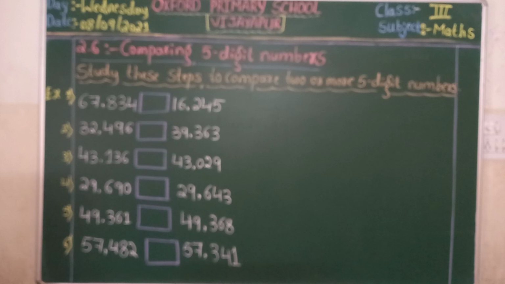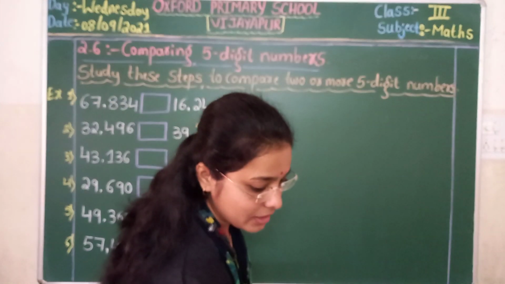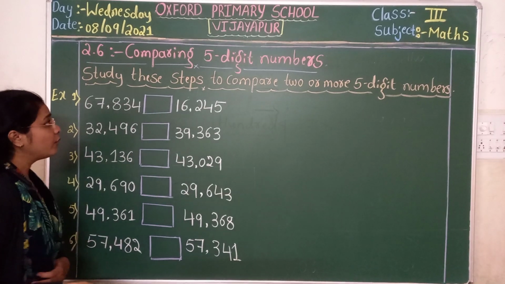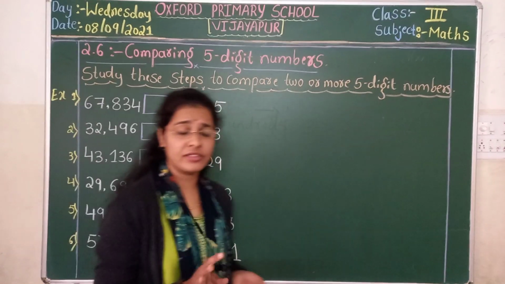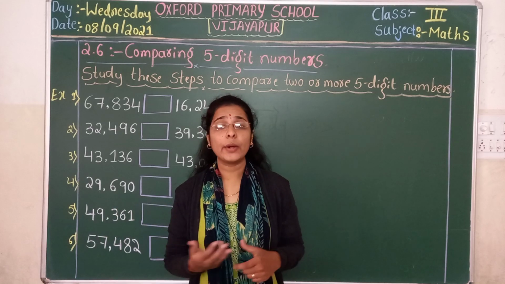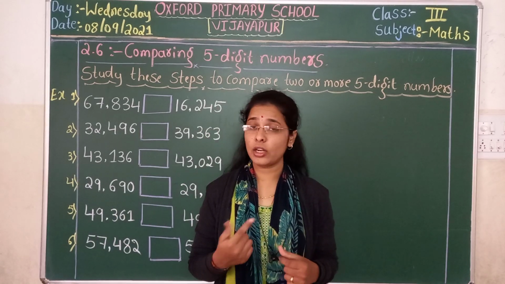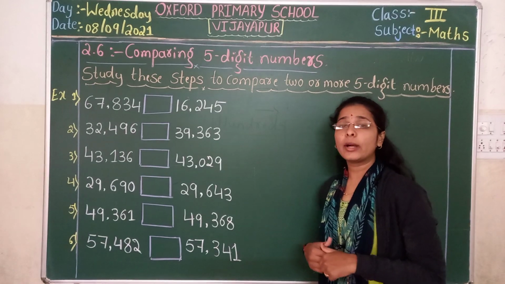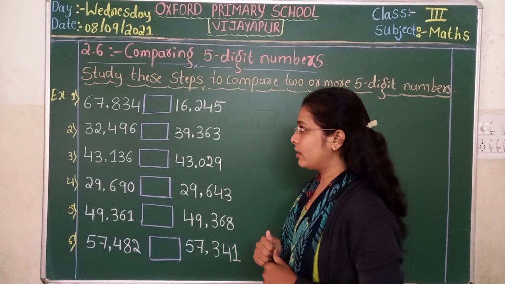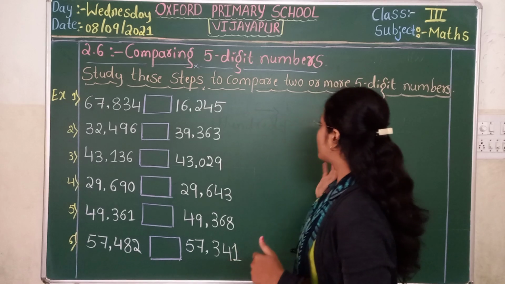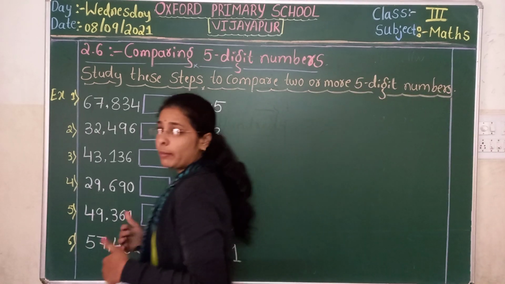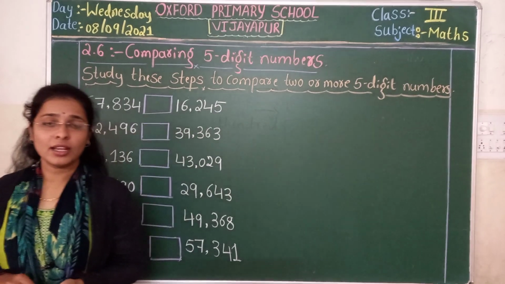In today's class, we will see the next exercise. Exercise 2.6 contains comparing 5-digit numbers. We already learned how to compare 4-digit numbers and how to insert the greater than, smaller than and is equal to sign. Once again we will learn how to compare 5-digit numbers. Study these steps to compare 2 or more 5-digit numbers. One by one we will see the steps.